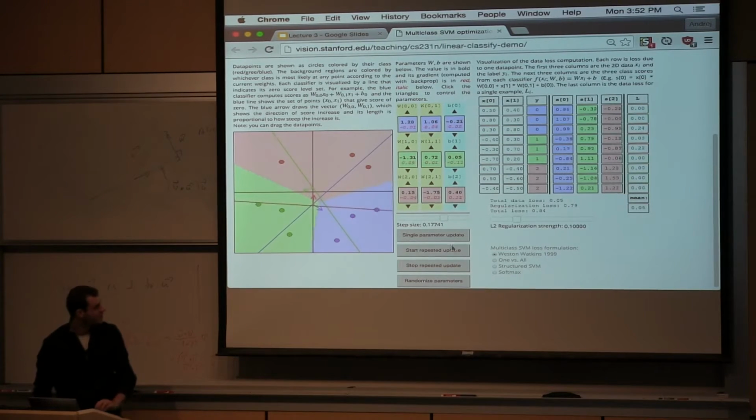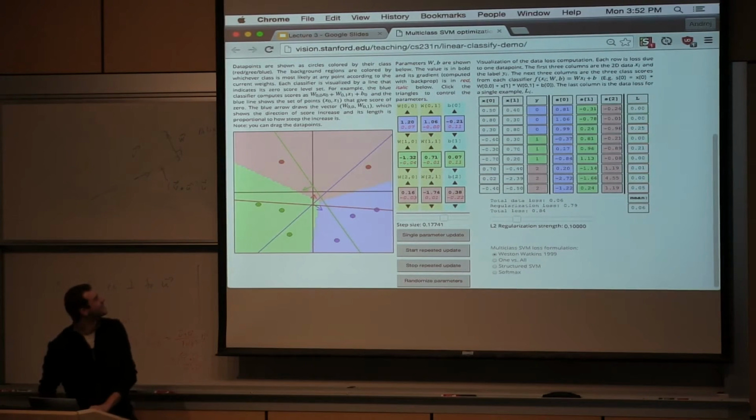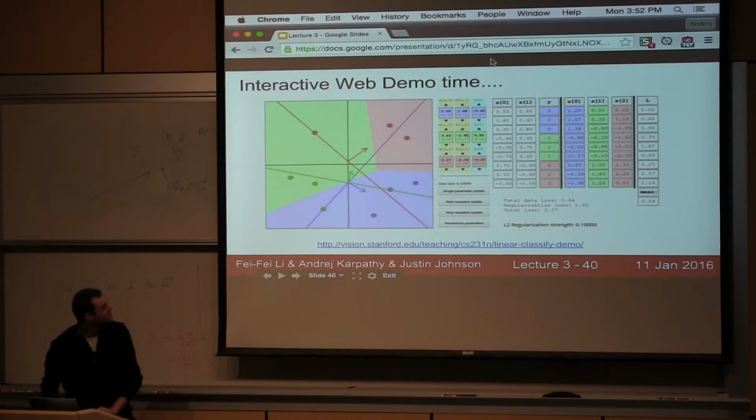If I stop a repeated update, you can also drag these points, but I think on the Mac it doesn't work. Hold on. When I try to drag this point, it disappears, but it works on the desktop. I don't want to go in and figure out exactly what happened there. But you can play with this. Okay, cool.